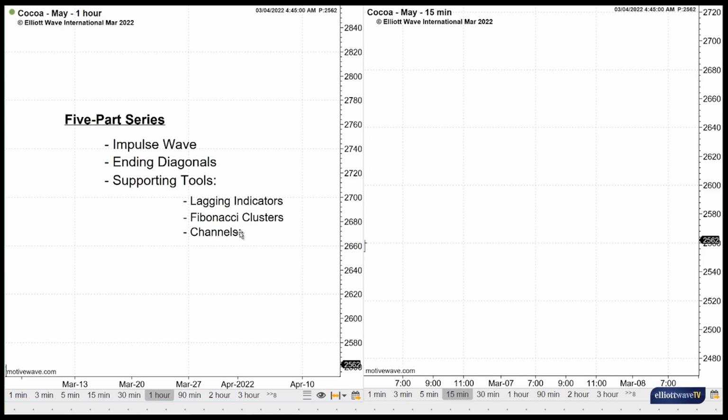Don't worry if any of these terms are unfamiliar to you. By the end of this mini-series, you will know these tools by heart, and with practice, you will be able to confidently identify tops and bottoms. So, without further ado, let's start with impulse waves.